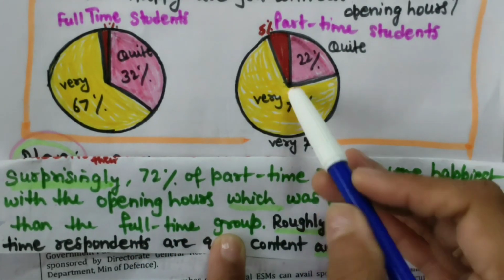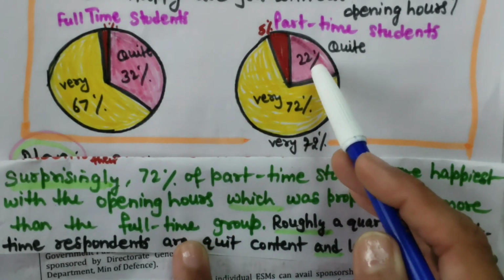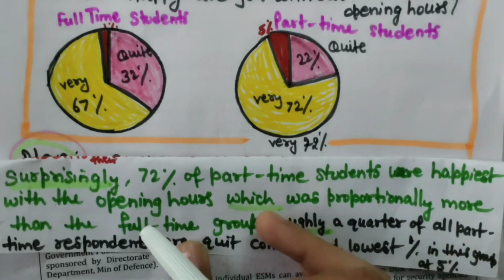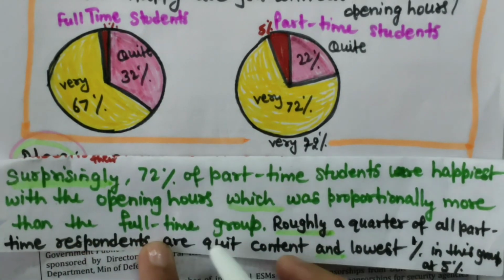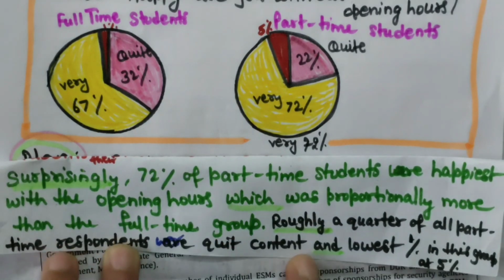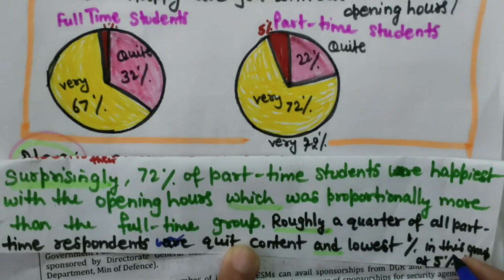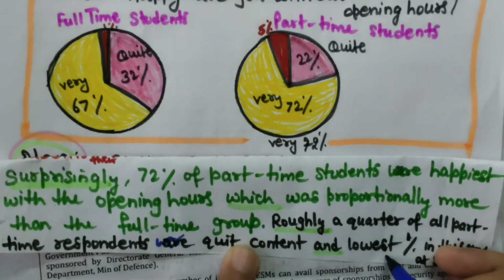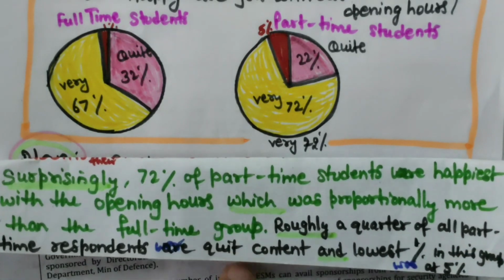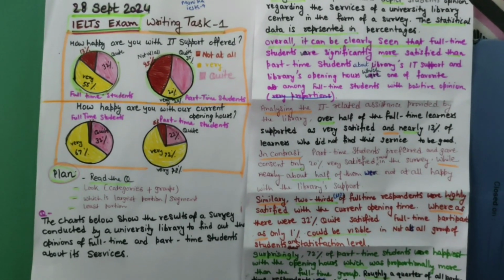Roughly a quarter of all, roughly, it is not exactly a quarter. 25 means quarter. Of all part-time respondents, it is again, were quite content. Content means happy, and the lowest percentage in this group was at 5%. So this is writing task 1. So this is my full answer. You can see this.